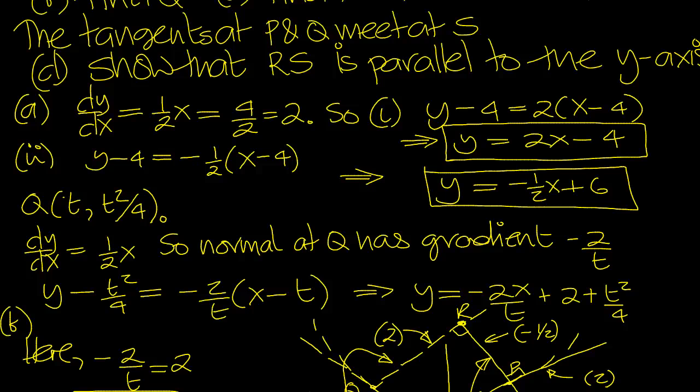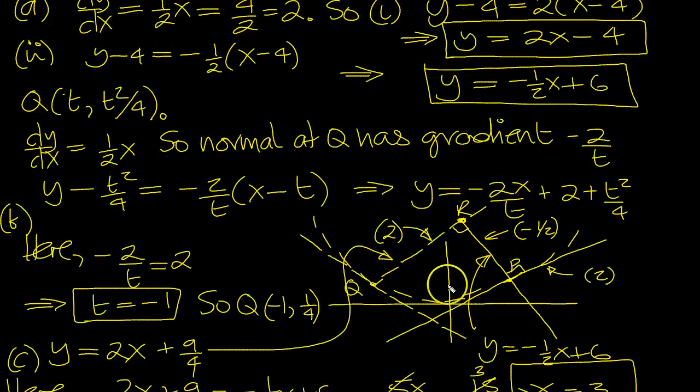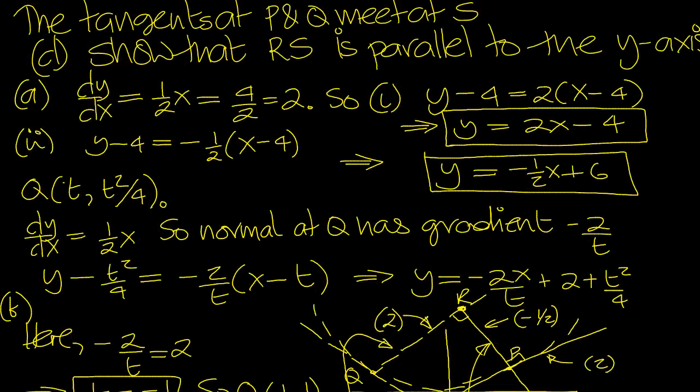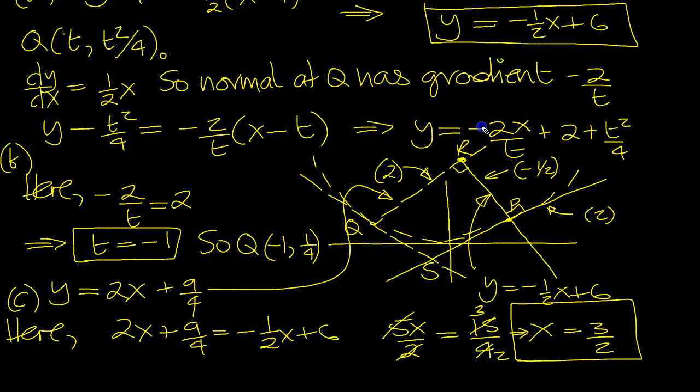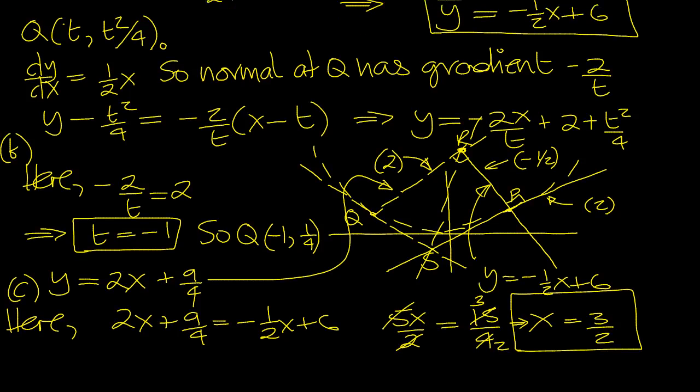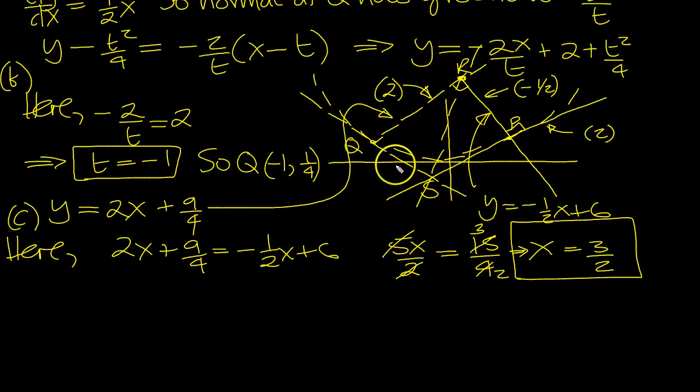The tangents at P and Q meet at S. So here's the two tangents and they meet at S. Show that RS is parallel to the y-axis. Show that RS, this gradient here, is parallel to the y-axis. Okay, well this has a gradient minus a half because it's the tangent. And this has a gradient 2.